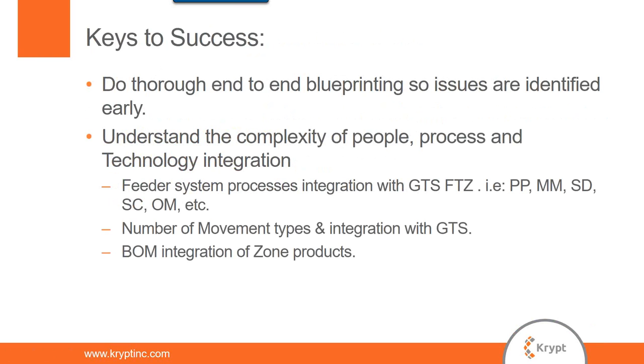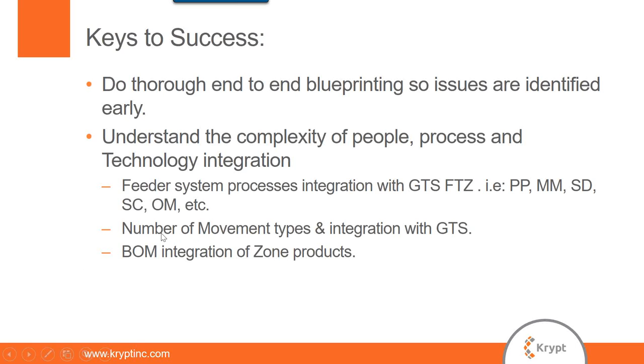So after working in this implementation, there are some takeaways that really can help your success if you are interested in using GTS as your FTZ solution. It's very, very important to do a thorough end-to-end blueprinting process so that issues are identified as early in the process as possible. And understanding the complexity of integration with the production process, with the materials management purchasing process, with the SD process, and all the different processes that really come together in GTS. So it's very important to understand all the points of integration and any process variances that you have, any customizations that you may have in these different processes, to really bring everyone together and help them understand the importance of integration and being able to predict the type of information that's coming into the system.